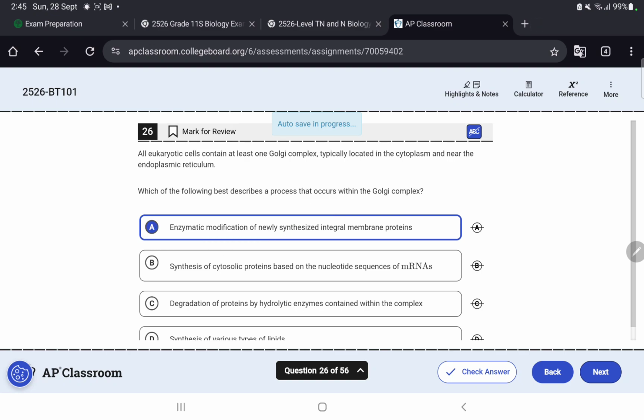And yeah, that's it. That's all they're telling you there. So newly synthesized proteins undergo modification. That is the function of the Golgi complex, and that is it. That is why it is the correct answer.